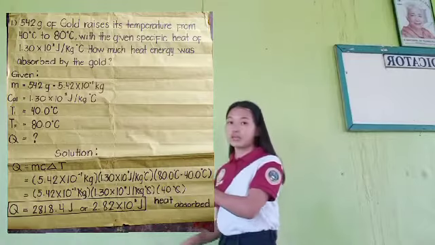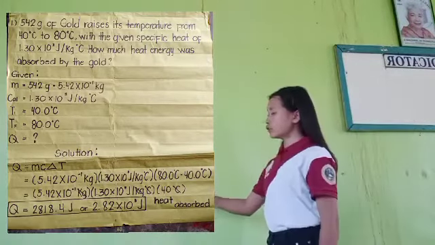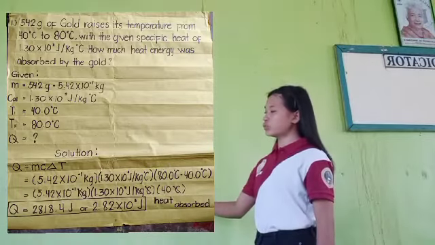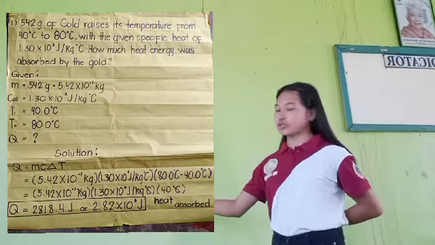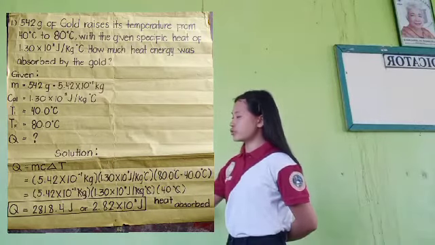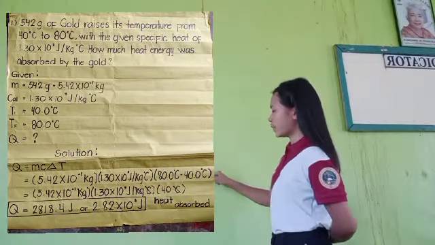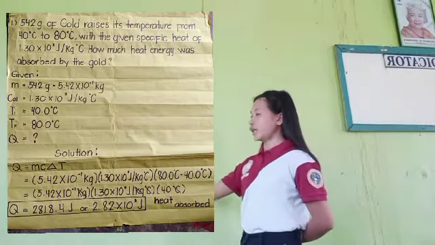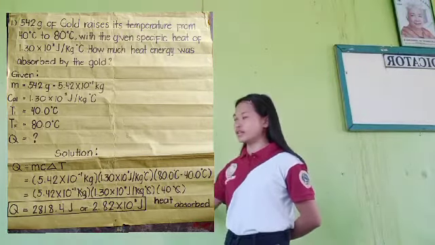5.42 times 10 to the power of negative 1 kilograms times 1.30 times 10 to the power of 2 joules per kilogram degree Celsius times 80.0 degrees Celsius minus 40 degrees Celsius. Copy: 5.42 times 10, 1.30, times 80 minus 40, which is 40 degrees Celsius.